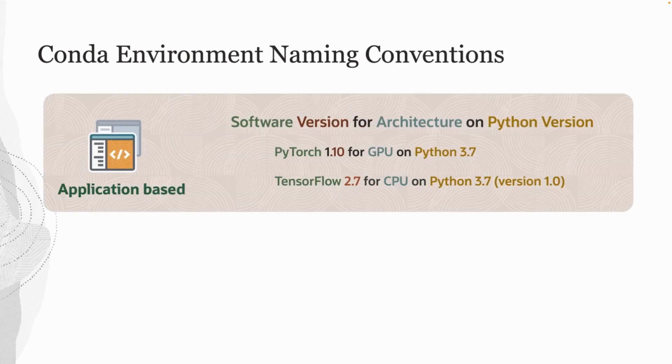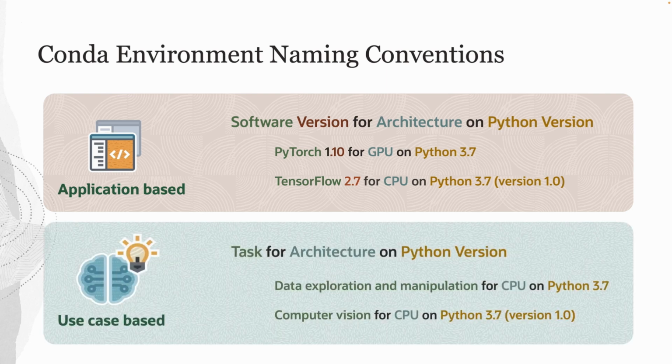There is generally a naming convention used for the Conda environments based upon its use case. So application-based Conda environments have their name based on the software, the version, and the architecture and the Python version. For example, PyTorch 1.10 for GPU on Python 3.7, or TensorFlow 2.7 for CPU on Python 3.7 version 1.